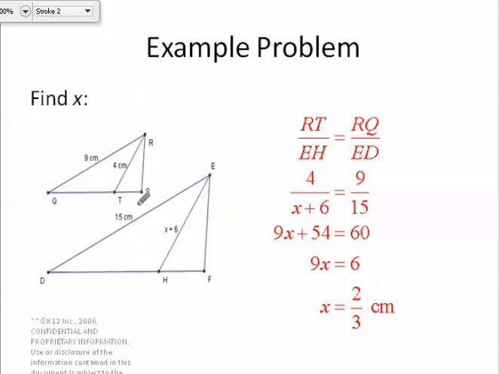Another example of it, we've got the bisector is 4 centimeters, and this one is x plus 6. Well, I can say 4 divided by x plus 6 is equal to 9 divided by 15. And when I solve that out, 9 times x, 9 times 54, 4 times 60, subtract the 60, I got 9x equal to 6, x is equal to 2/3 of a centimeter. That means that this distance here is 6 2/3 centimeters long. Okay?